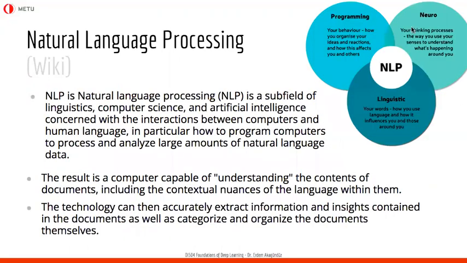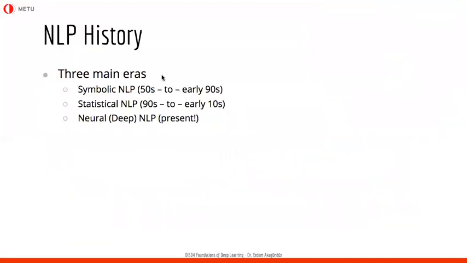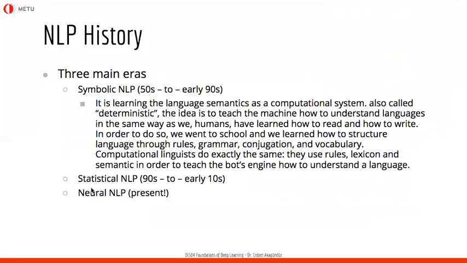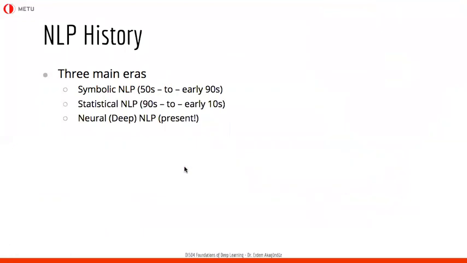So if you look at this diagram, you have programming, you have neural techniques of artificial intelligence, and you have linguistics, and at the intersection point, it's NLP. So you have to know about artificial intelligence, you have to know about programming, and you have to know about linguistics. Good. So if you try to understand NLP, there are three main areas, guys.